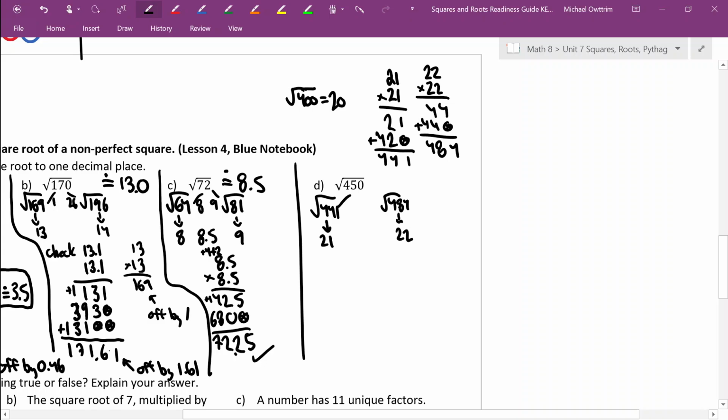So 450 is obviously 9 away from 441, and it is 34 away from 484. So we're much closer to 21 than we are to 22. I'm going to guess, let's say 21.3. About a third of the way, or a third as much towards 450.